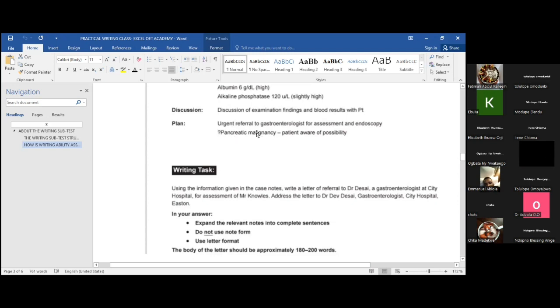Okay, so we have things in our head. One, we already know that it's an urgent referral. Two, we know we're referring to a gastroenterologist. Three, we know why we're referring to gastroenterology: to assess or otherwise evaluate this patient, and then for a possible endoscopy. That's the fourth thing. Now, the next thing we know is that the diagnosis hovers around the fact that this patient might have a pancreatic malignancy, which is queried.